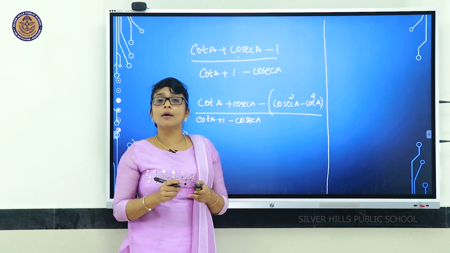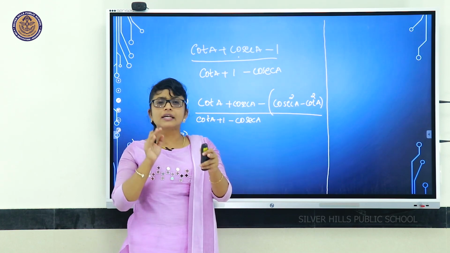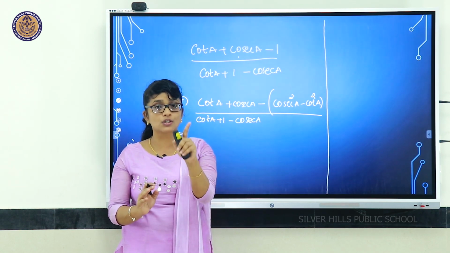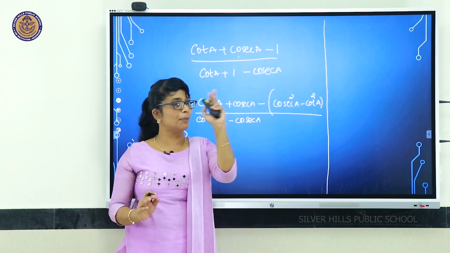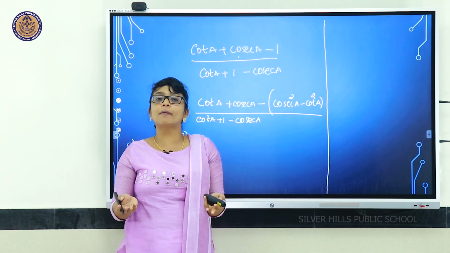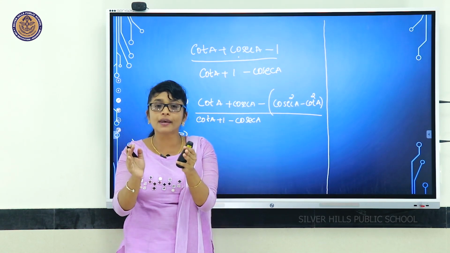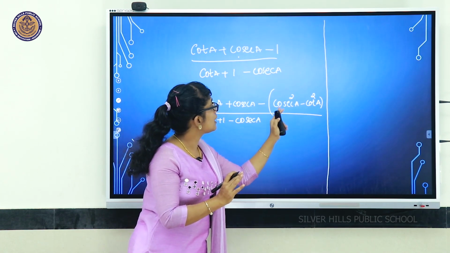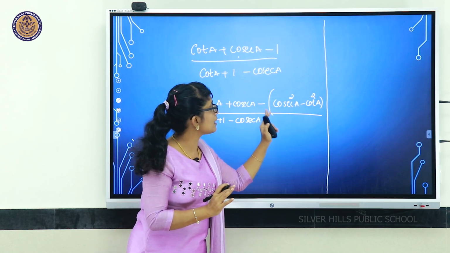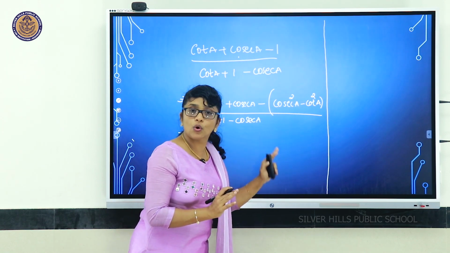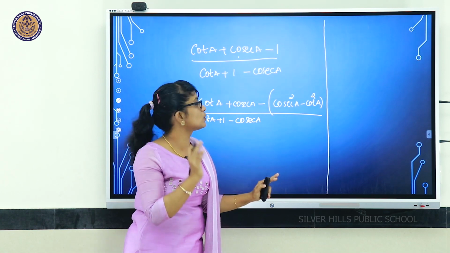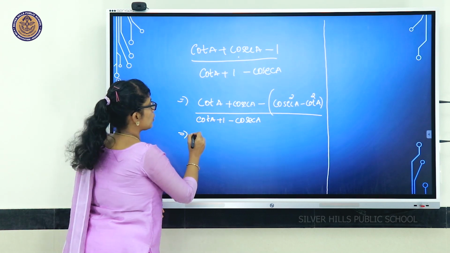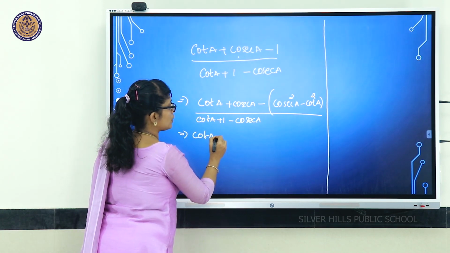What is cosec square A minus cot square A? It is connected to one identity. What is that identity? A square minus B square. What is A square minus B square? A plus B into A minus B. In the same way, here we can write cosec square A minus cot square A equal to cosec A plus cot A into cosec A minus cot A.